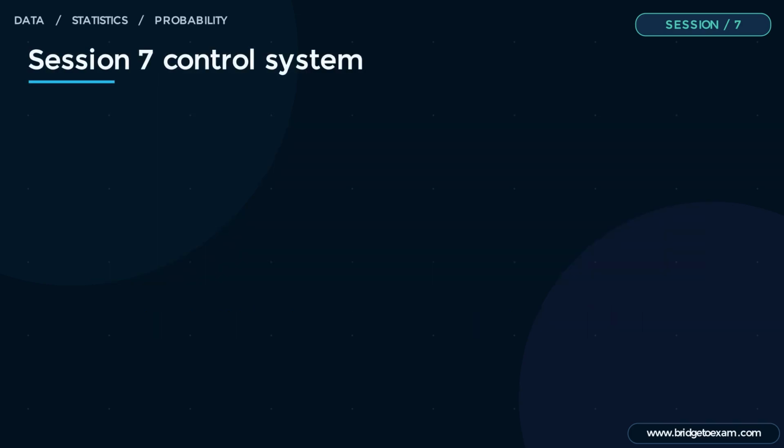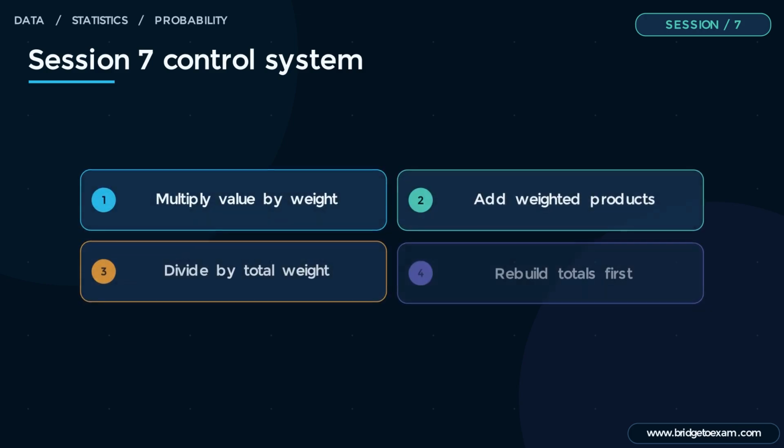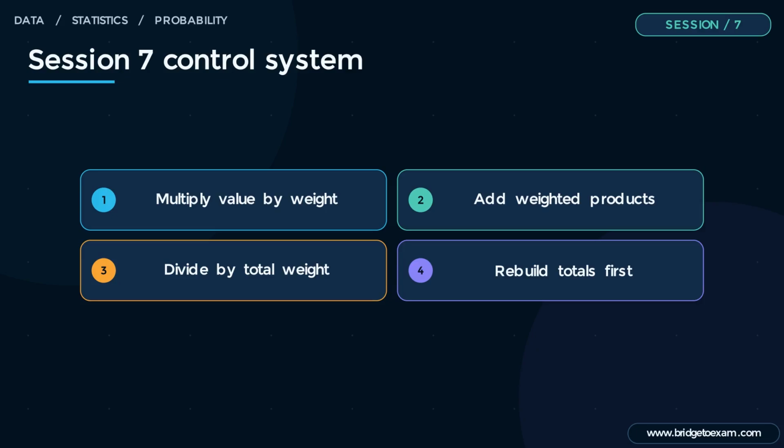Session 7 Recap. Multiply each value by its weight or frequency, add the products, and divide by the total weight. For a missing score, required total equals target mean times number of values. For combined groups, add group totals rather than directly averaging unequal group means.